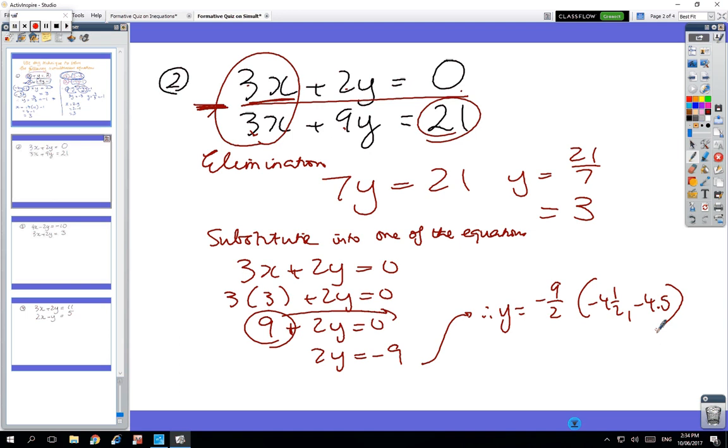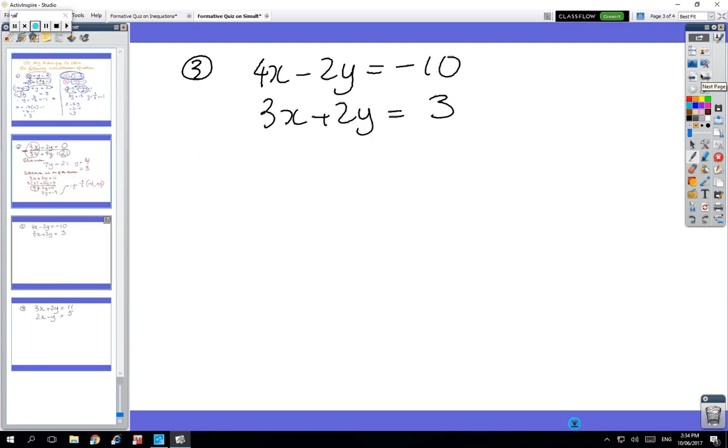So let's move on to the next question. Okay, so again, this one is set up definitely for one of the methods, so you work out which one you're going to do, and then when you're ready, come back live.